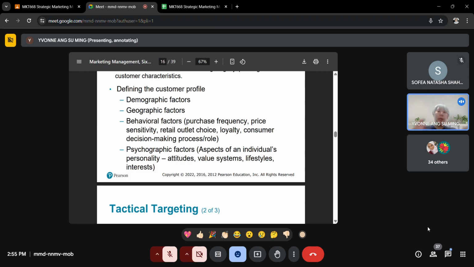You kena kupas lagi, you boleh break down lagi loyalty into the understanding based on dia punya business, based on time, amount of money and frequency yang dia beli. Okay, so behavioral factors could also fall within consumer punya decision making process.